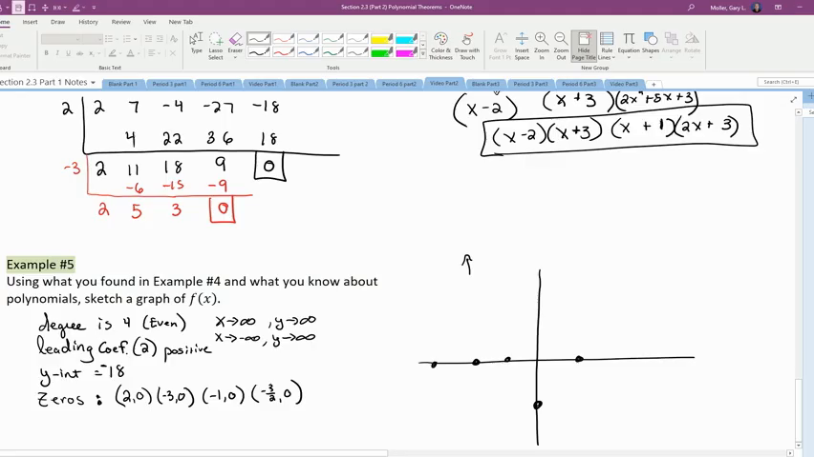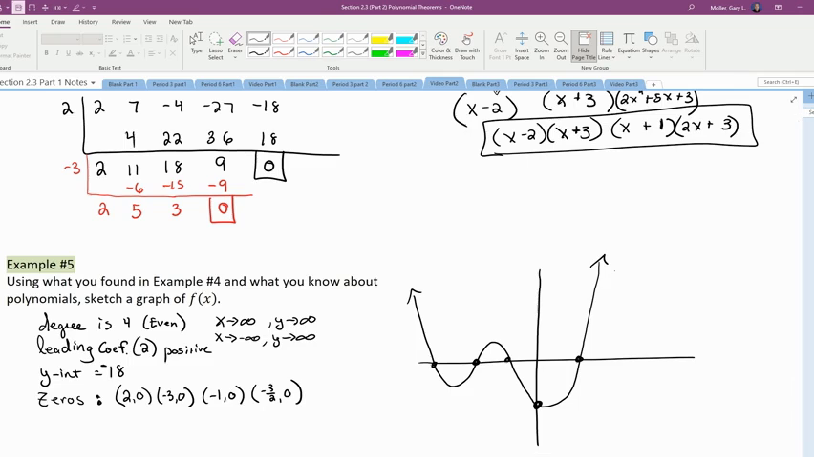All right, and you can see how all these things work together and they can help you catch errors. All right, now let's try it again. I'm passing through the 2. I've got the intercept at 18, passing through, and ending going up, and it all works together. Okay, we'll go ahead and stop this video here, and we'll see you for part 3 on the next one.